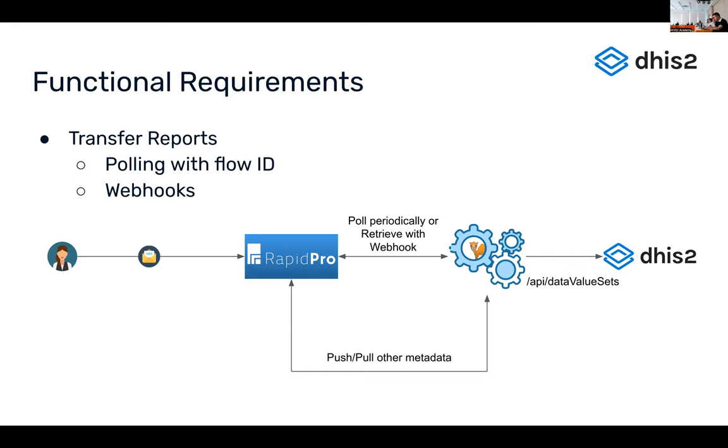Or we have another approach where the integration component can periodically call RapidPro with the flow ID and some kind of timestamp, so that it will get all the new events that appear after the timestamp specified. And once our integration component receives a message or an event from RapidPro, it can call back RapidPro and ask for the information about the user that has sent this message. For instance, our integration component now has all the data to fill in the data value set, but it does not know the organization unit. So it can again go back to RapidPro and ask for the organization unit where this user belongs to. And then finally, it can create the entire payload that should be sent over to the data value sets API and simply call the DHIS2 data value sets API through the DHIS2 Camel components.